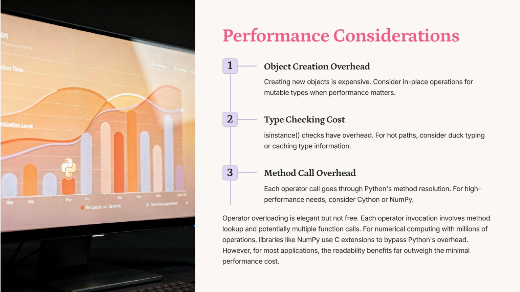Creating new objects can be costly. Opt for in-place operations with mutable types to enhance performance. Type checking with isinstance incurs overhead. Consider duck typing or caching. Operator overloading involves method lookups, impacting performance. For intensive numerical tasks, libraries like NumPy leverage C extensions to minimize Python's overhead, balancing performance with readability.